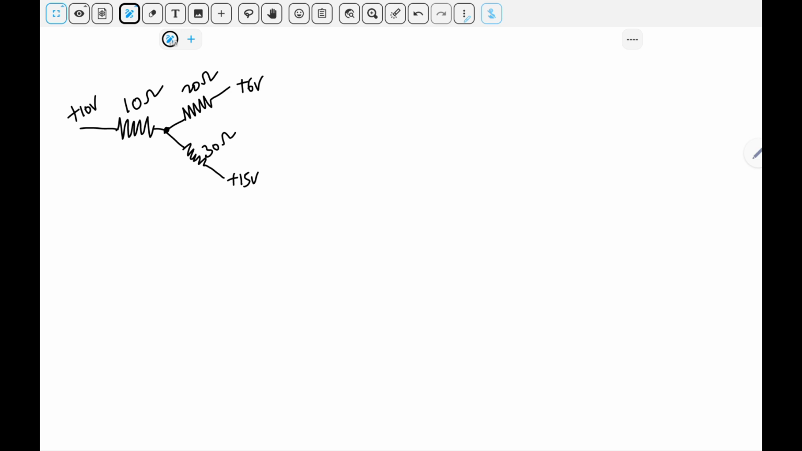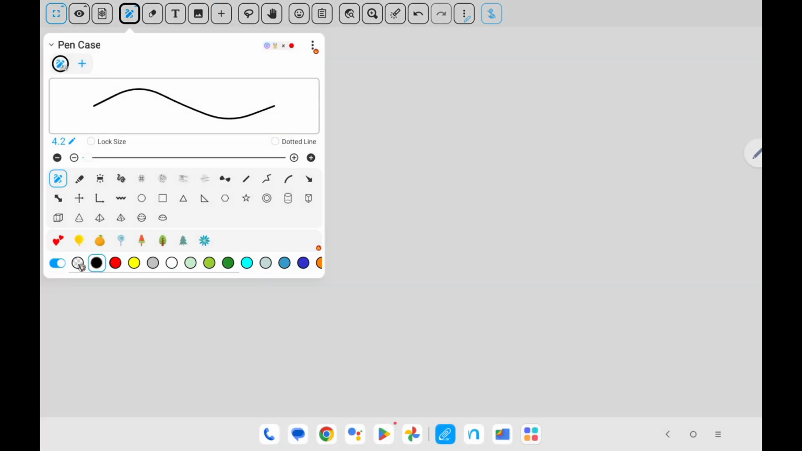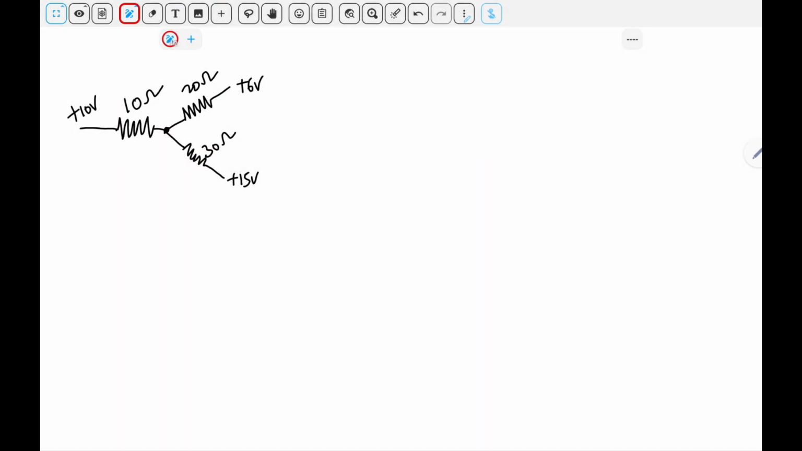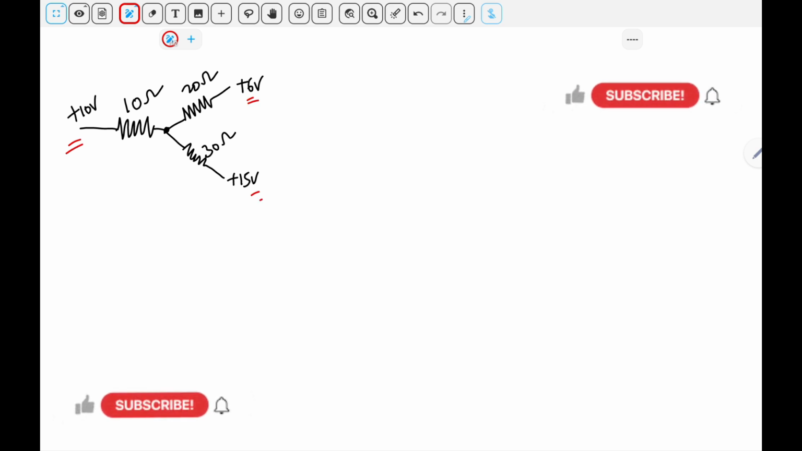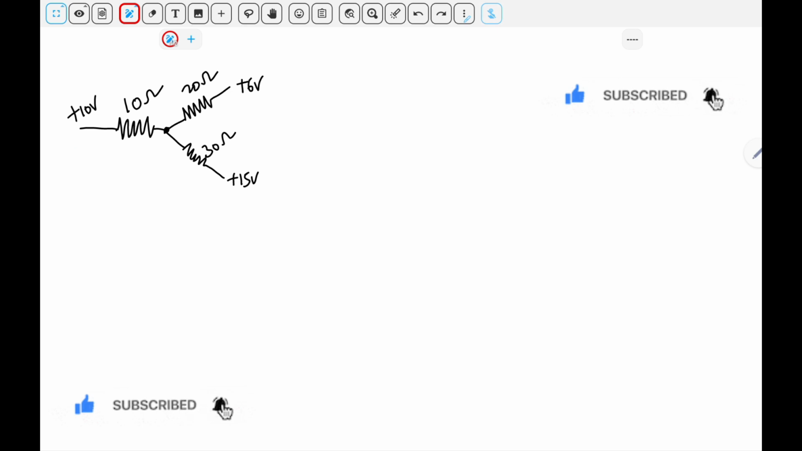Three voltage sources are there. This is the 10 volt source, this is the 6 volt source, and this is a 15 volt source. All these are connected to three different resistors, 10 ohm, 20 ohm and 30 ohm respectively. Now our problem is to find the current flowing through the 10 ohm resistor. So this is the 10 ohm resistor. We need to find the current flowing through 10 ohm.